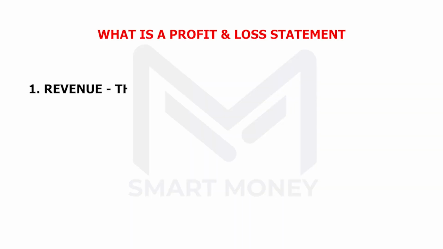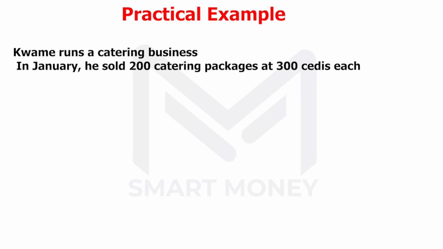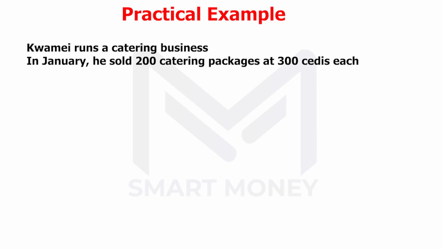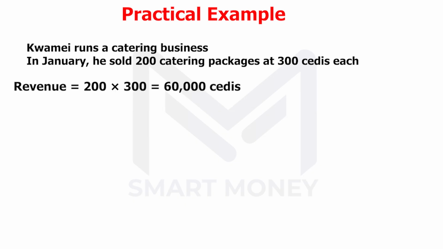Let's have a look at what revenue is, also known as the top line. Revenue is all the money your business earned during a period. That's the sales of goods, the services rendered, and other business income. Let's take a practical example. Kwame runs a catering business. In January, he sold 200 catering packages at 300 cedis each. Therefore, revenue is 200 multiplied by 300 cedis, giving us 60,000 cedis.